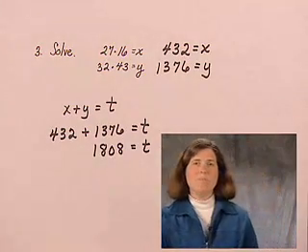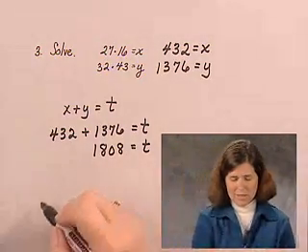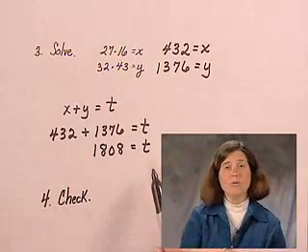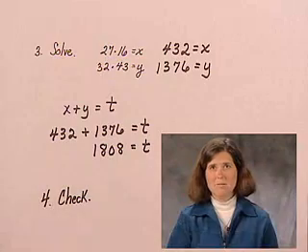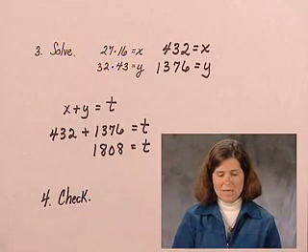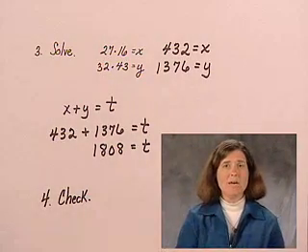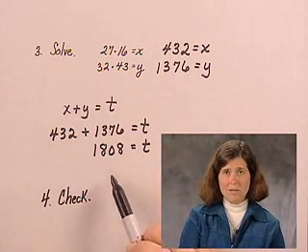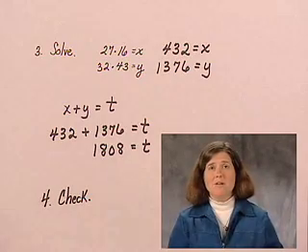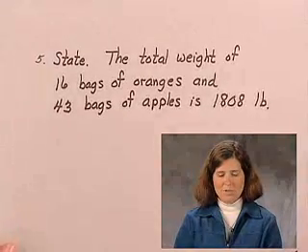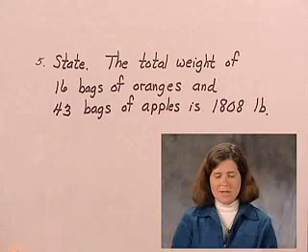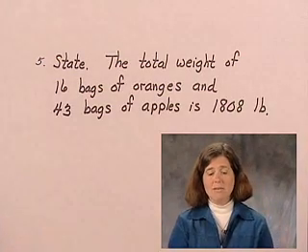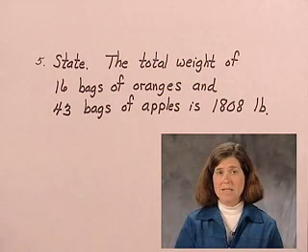Now to check, recall what t stood for. T is the total weight of the bags of apples and oranges together. To check it, I would probably just redo my calculations and check to see that I multiplied correctly and that I added correctly. After you've done the check, then you want to state your answer clearly in a complete sentence. To state the answer, we'd say the total weight of 16 bags of oranges and 43 bags of apples is 1,808 pounds.